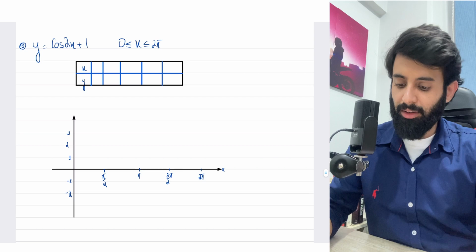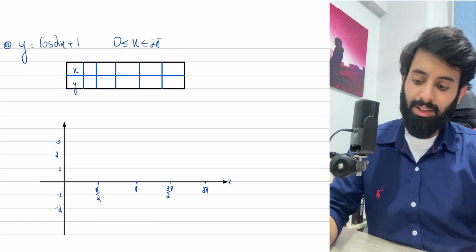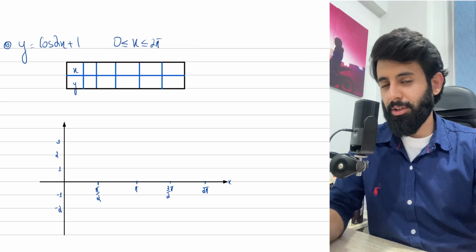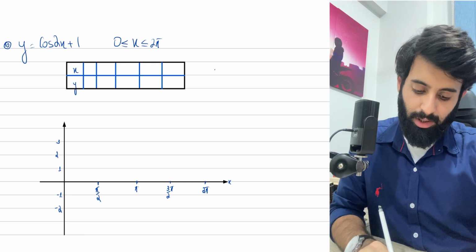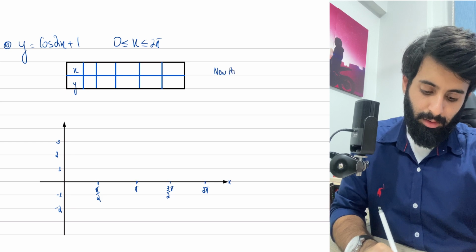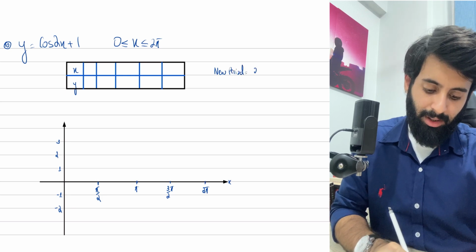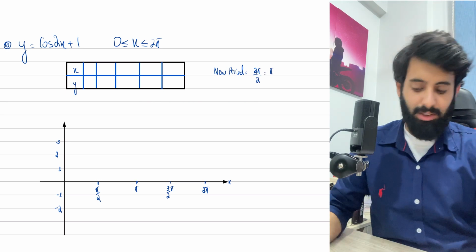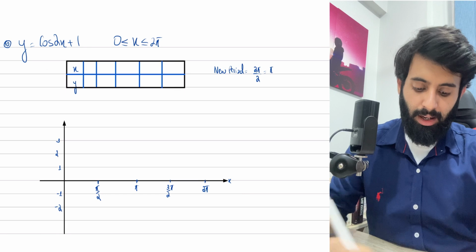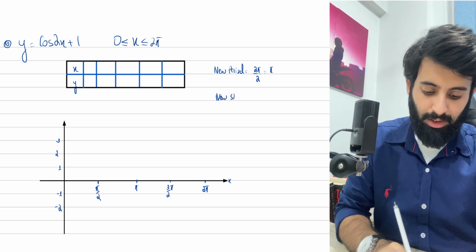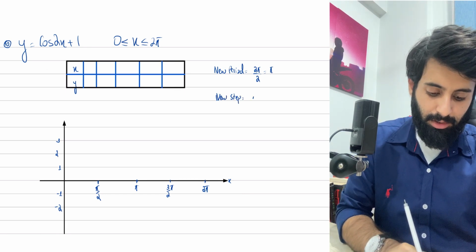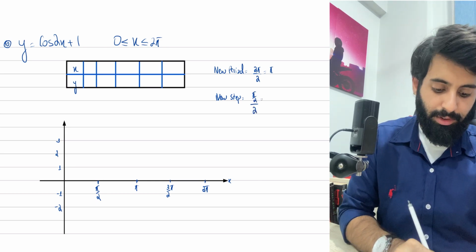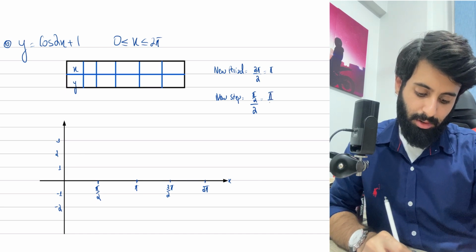An important thing to keep in mind is that here you have y equals cos 2x. We know very well that when the coefficient of x is other than 1, you've got to be more careful. So the new period is going to be, instead of 360, 2 pi upon 2, which means it's pi, which is basically 180 degrees. Another thing that will change is the step. The new step is going to be pi upon 2, which is 90, divided by the coefficient of x, which is 2. So the new step is going to be pi upon 4.